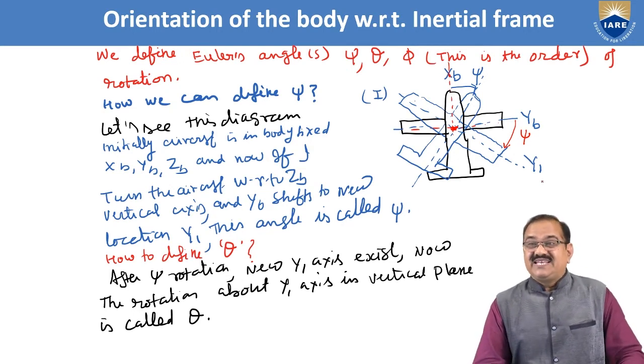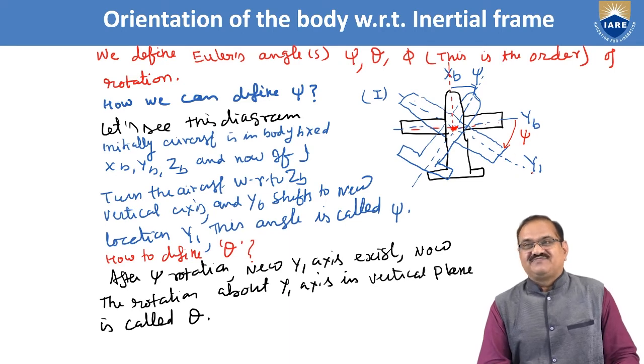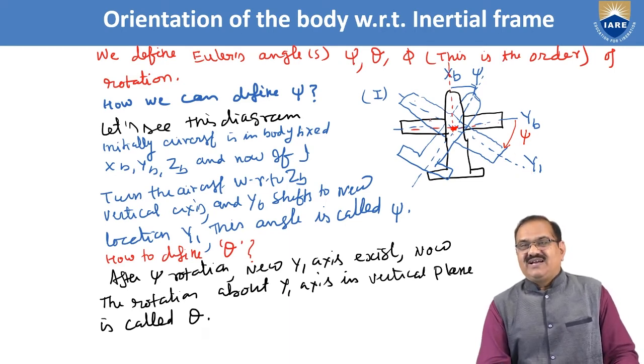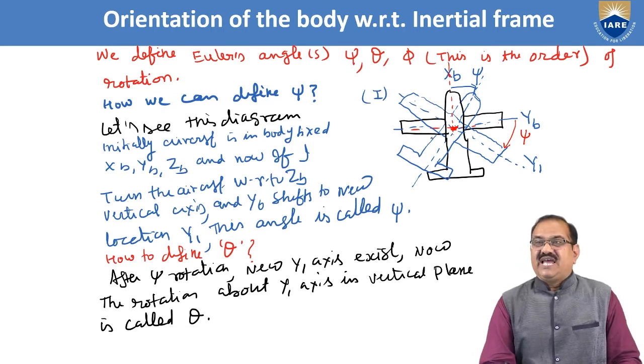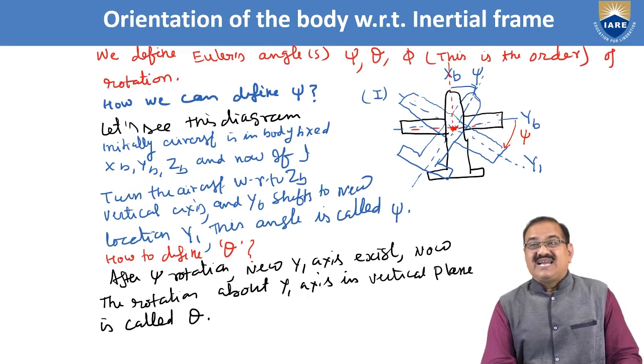Now in this position, the aircraft is in the new position Y1. After psi rotation, a new Y1 has come. Now the rotation about the Y1 axis: Y1 will remain the same and it is moving in the Z plane.